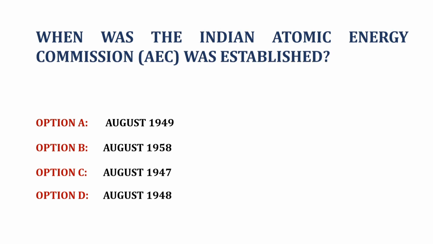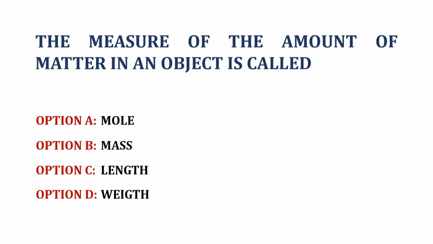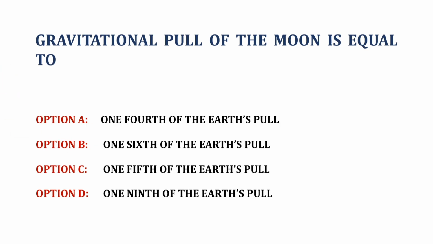When was the Indian Atomic Energy Commission established? Option D, August 1948. The measure of the amount of matter in an object is called option B, mass. Gravitational pull of the moon is equal to option B, 1/6 of the Earth's pull.